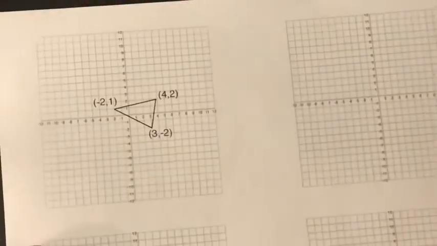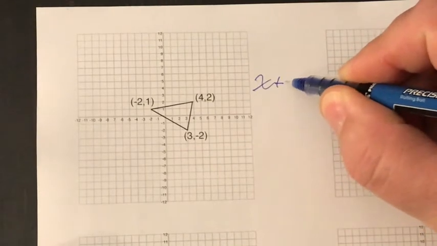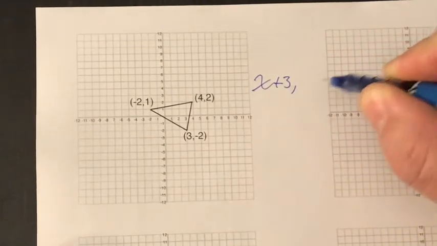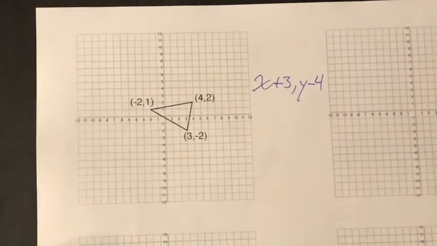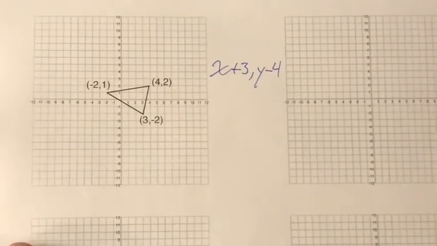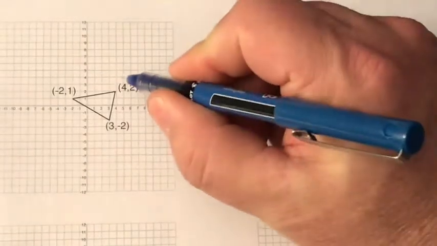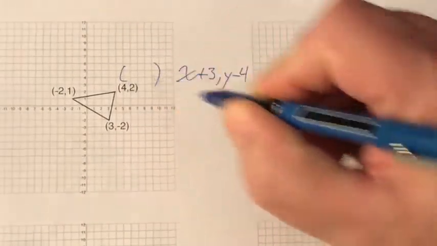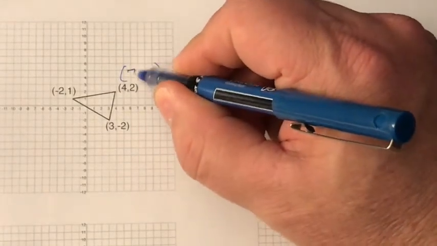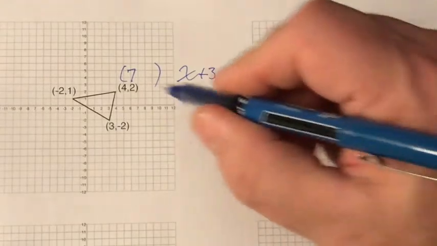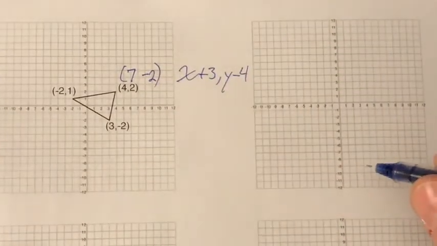Now, what if we add, say, 3 to x, and just for the grins, let's subtract 4 from y? Will that create a similar shape? Well, let's just find these new pairs. Okay, what's 4 plus 3? Well, that's 7. And then y minus 4. Negative 2 minus 4 is, oh my, negative 2.